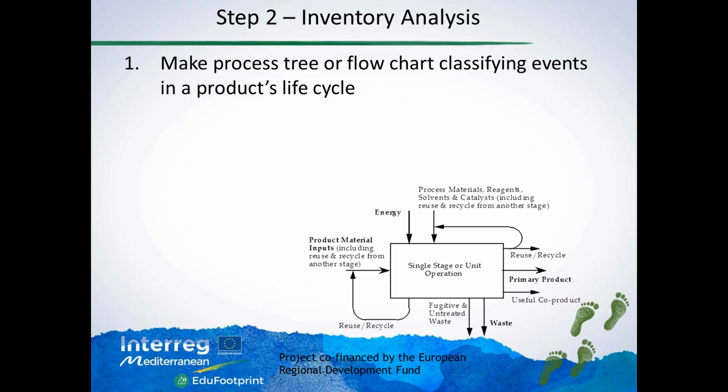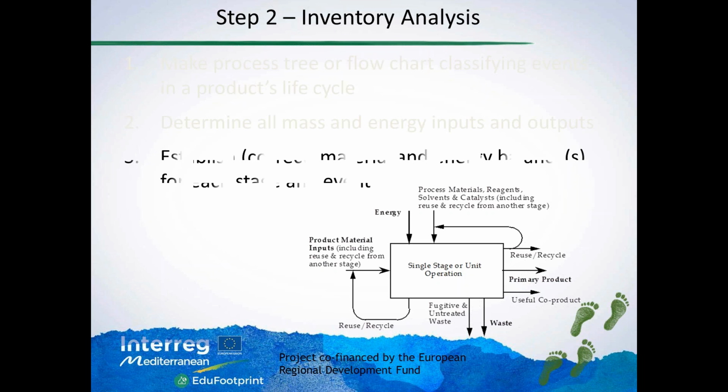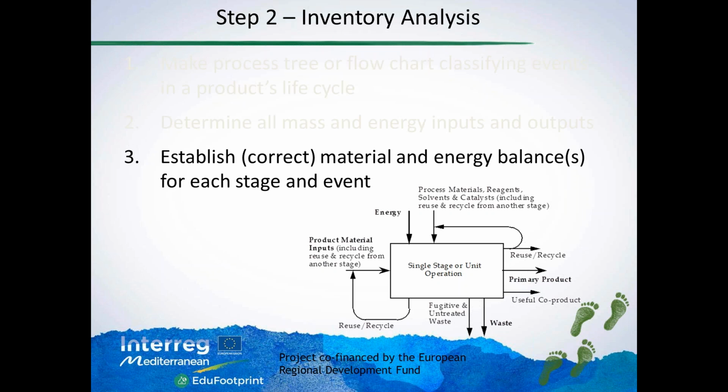So they made a process tree, I mean a flow chart, to understand which data they have to collect. Then they determined all mass and energy inputs and outputs. And then they established material and energy balance for each stage and event.